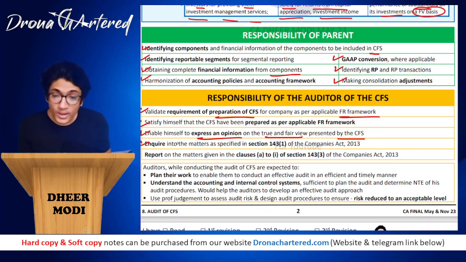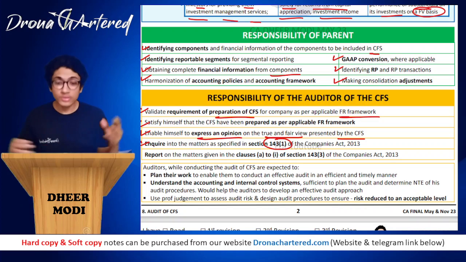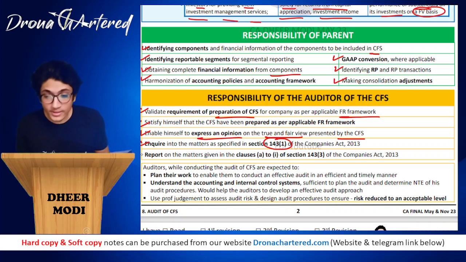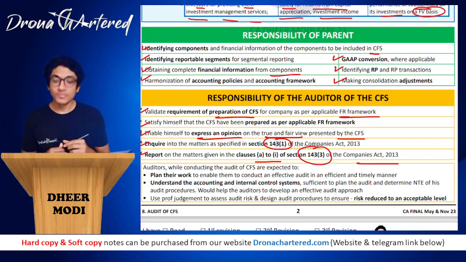Next, inquire into the matters as specified in section 143(1) of the Companies Act 2013. So there are some matters specified under section 143(1) which he shall inquire. Next, report on matters given in clauses A to I of section 143(3). So remember, over here it is section 143(1). Over here it is section 143(3) clauses A to I of the Companies Act 2013. Okay, so these are your responsibilities of the auditor.